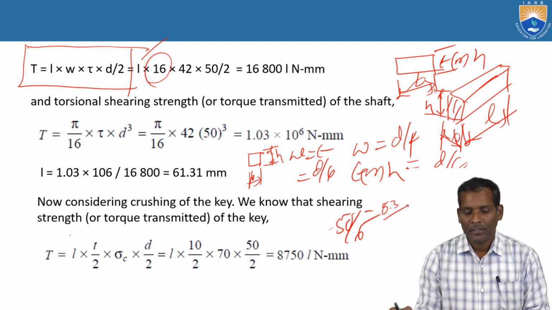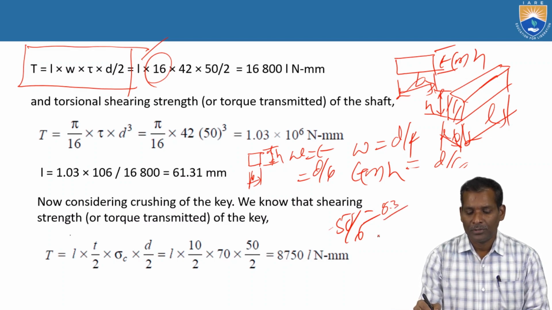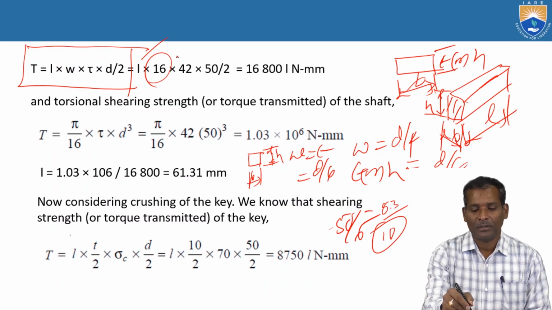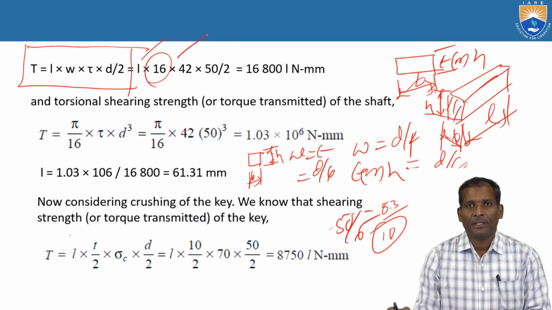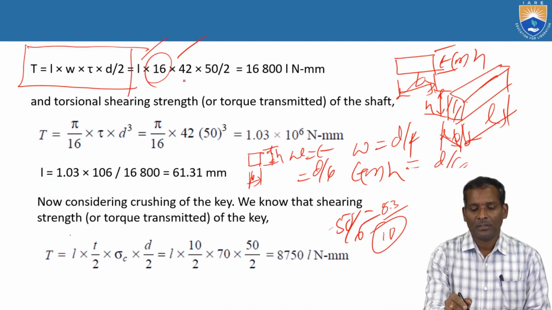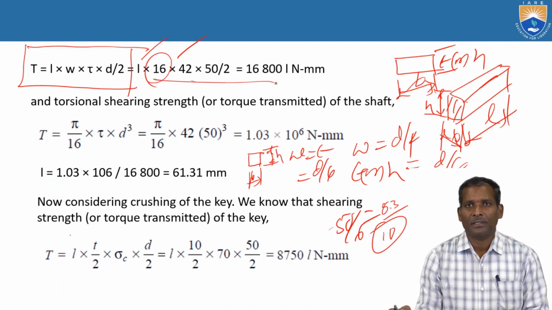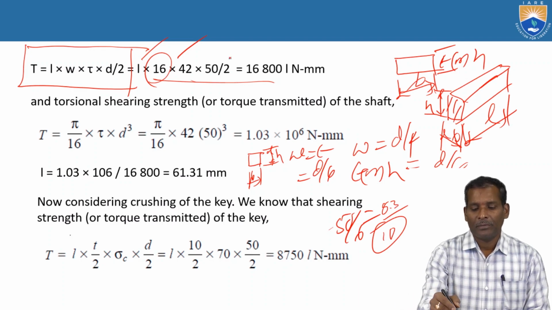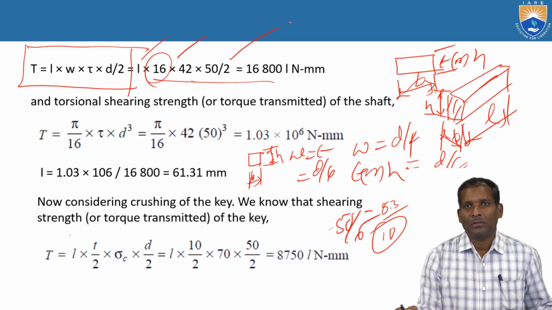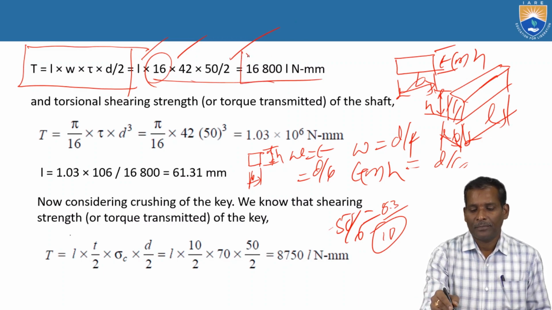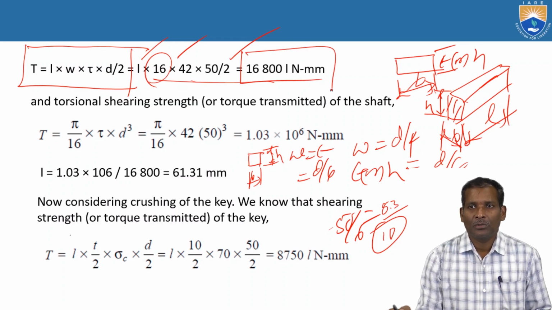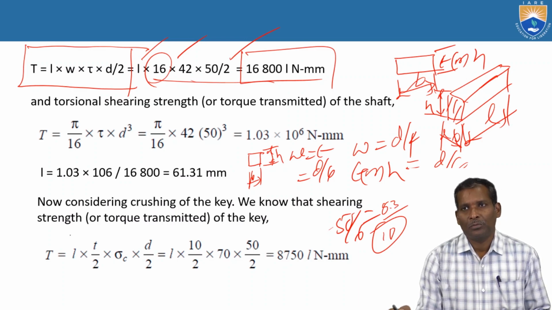8.33. So here you may assume the standard thickness is 10. Similarly, width is equal to the standard thickness. Width is equal to 16. So now substitute these values in this equation. Already shear stress is given as 42 and diameter you also know. So you will get 16,800 L, in terms of L. So you need to calculate the L value.